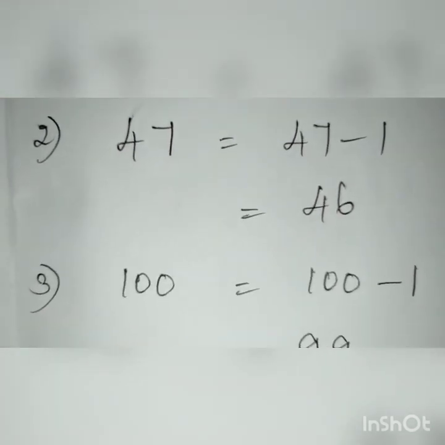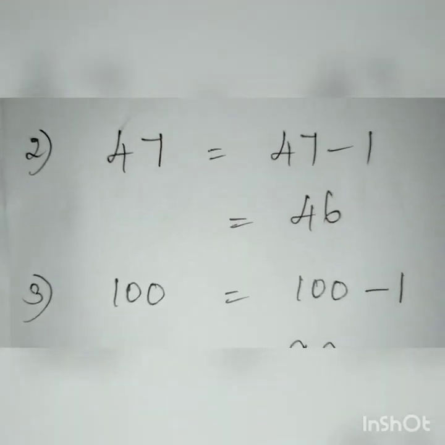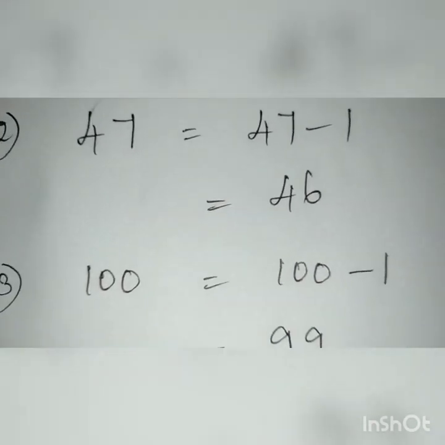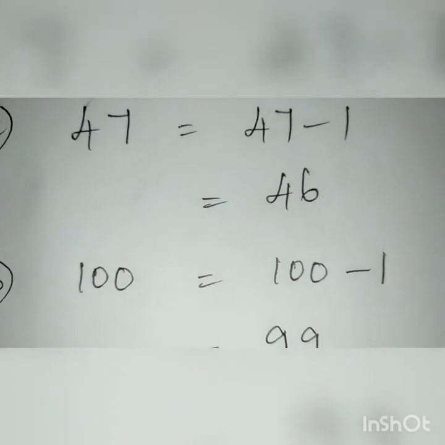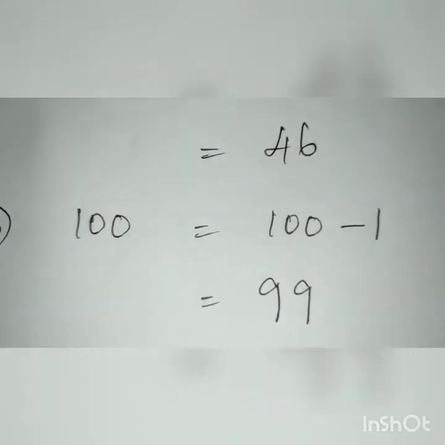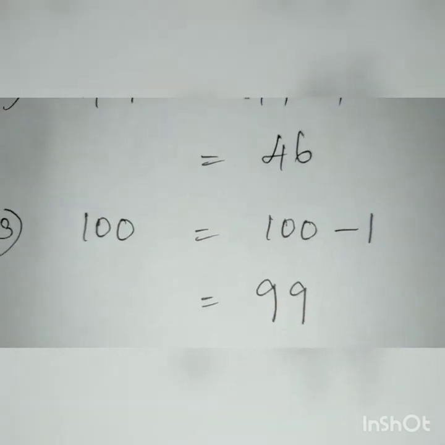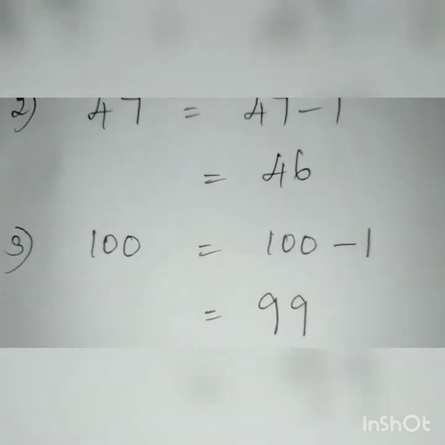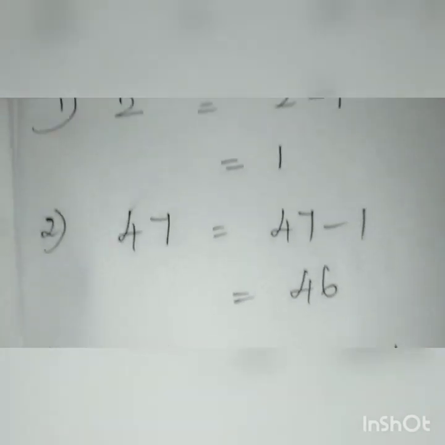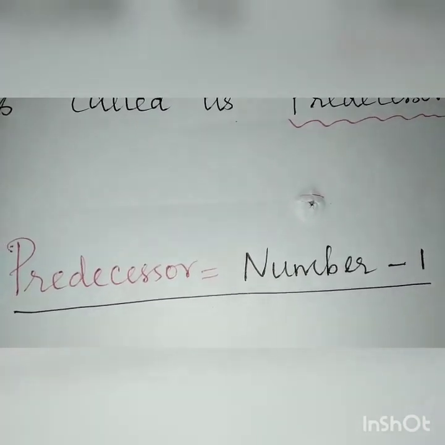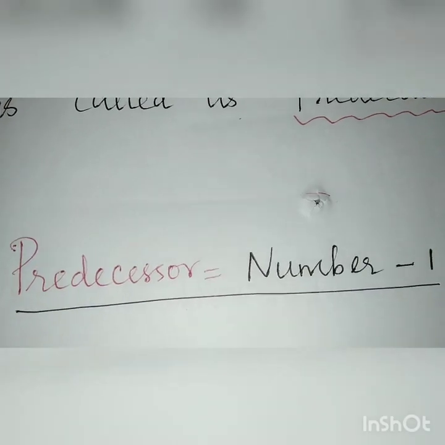And the next example is 100. What is the predecessor of 100? 100 minus 1. What is 100 minus 1? 100 minus 1 is 99. So 99 is the predecessor of 100. Can you understand? So predecessor means you have to just subtract 1 from the number.